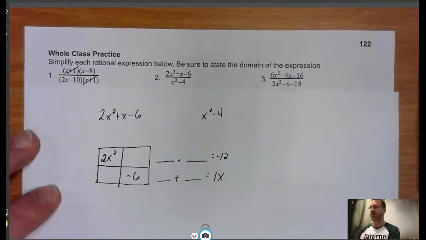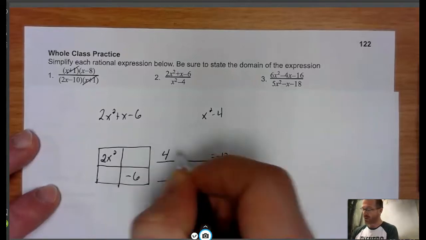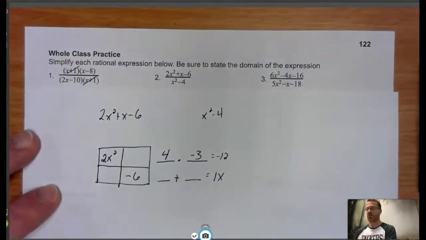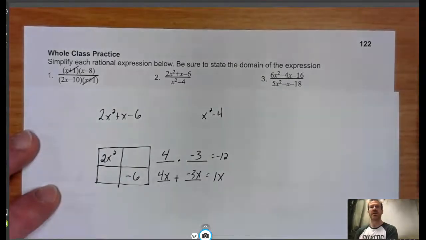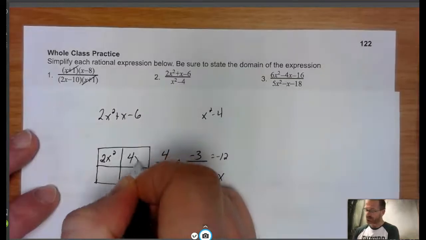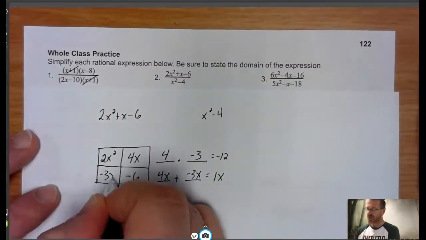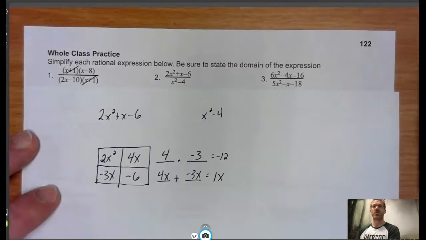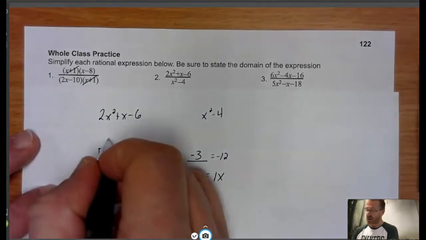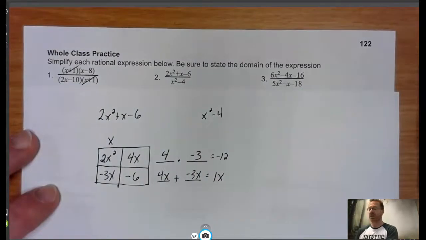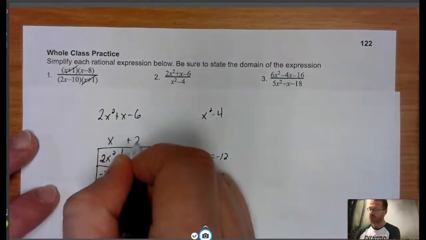But what I'm going to say is that it's going to be 4 times negative 3. That's negative 12. And then what I know is 4x plus negative 3x is positive 1x. So I can drop that 4x in here. I'm going to drop that negative 3x in here. And then we're going to go through and look for our GCFs. In my first column, my GCF is an x. In my second column, it's a positive 2.